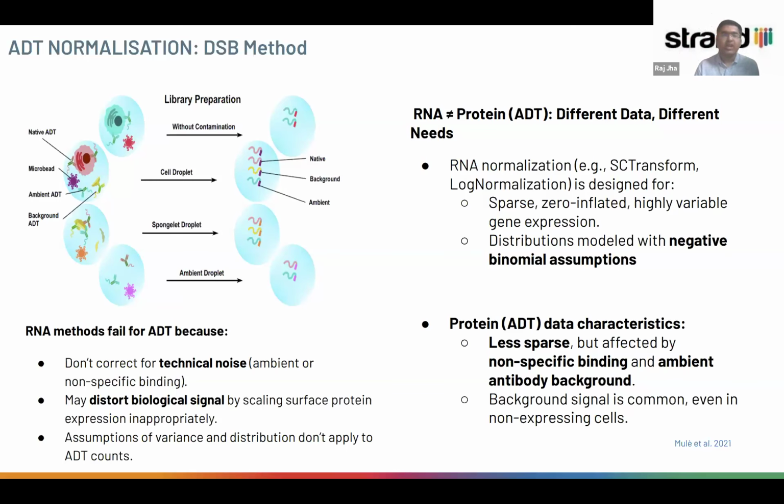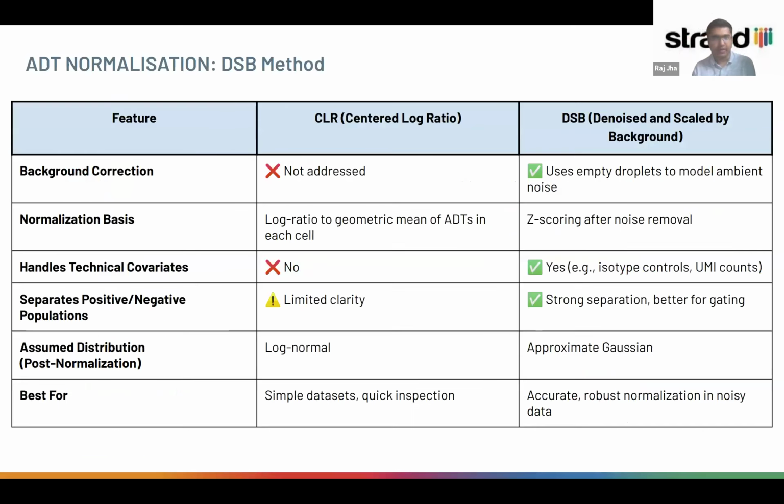So what do we do? We have two methods at our disposal. The first is the CLR method. What is CLR? It is centered log ratio. How does it work? For example, you have a cell, and the cell has a protein. Let us call it protein E. The expression of that particular protein is X. So what you do is you take all the proteins that are expressed in that particular cell and then divide the expression of your target protein by the geometric mean of the proteins. Then you apply a log transformation to that. Therefore, now the protein expression has been centered to the log of the ratio. That is why it is called CLR.